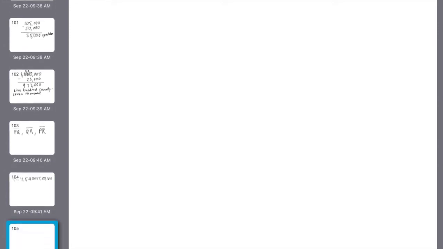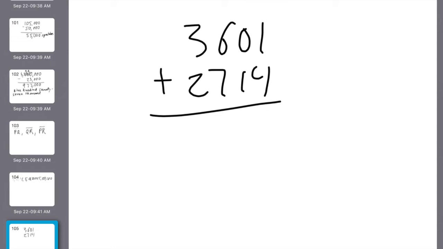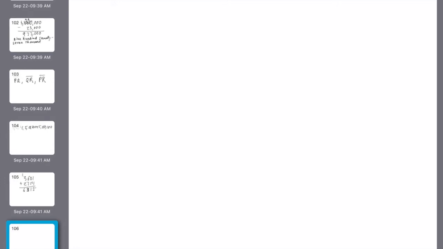Okay, number 14. I'm missing the first number in subtraction. If I'm missing the first in subtraction, I need to add. When you're adding, it doesn't matter which one you put on top. I put 3,601 on top. 4 plus 1 is 5. 1 plus nothing is 1. 6 plus 7 is 13. Carry the 1. 1 plus 3 is 4 plus 2 is 6. 6,315. Number 15, I'm now missing the second in subtraction.